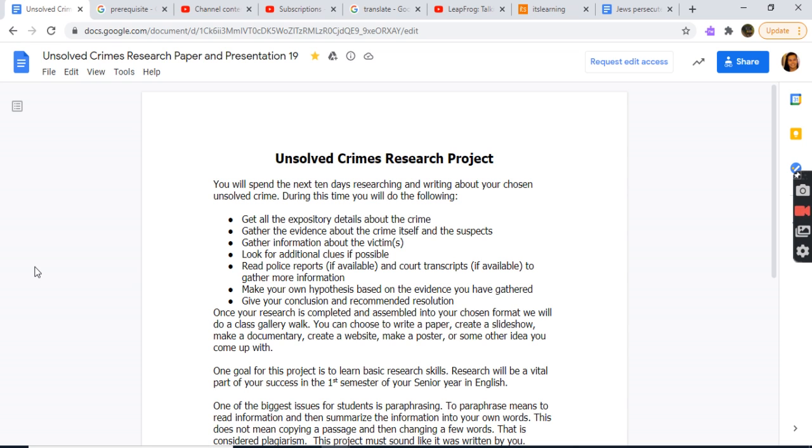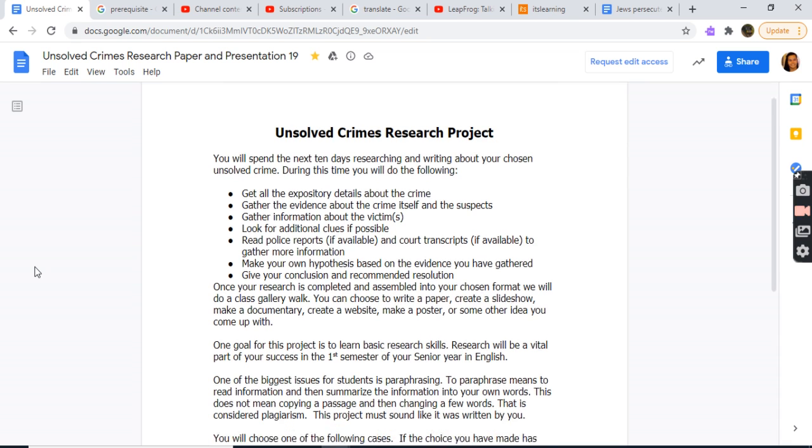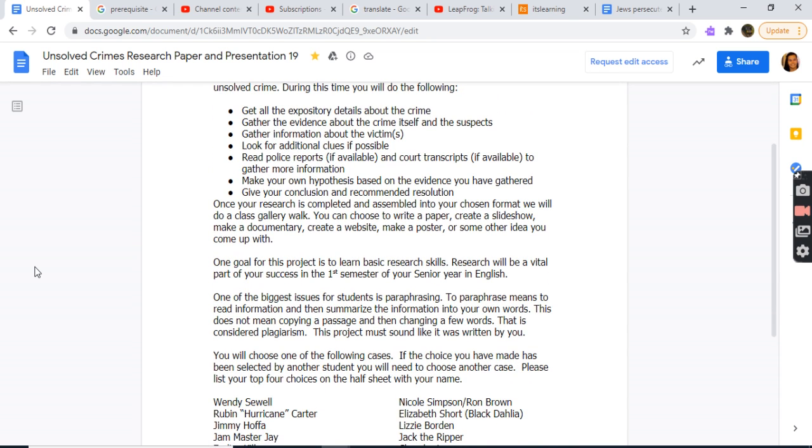Get all the expository details about the crime. Gather the evidence about the crime itself and the suspects. Gather information about the victims. Look for additional clues, if possible. Read police reports, if available, and court transcripts, if available, to gather more information. Make your own hypothesis based on the evidence you have gathered, give your conclusion and recommended resolution. Once your research is completed and assembled into your chosen format, we will do a class gallery walk.